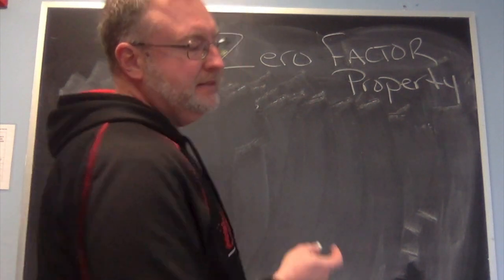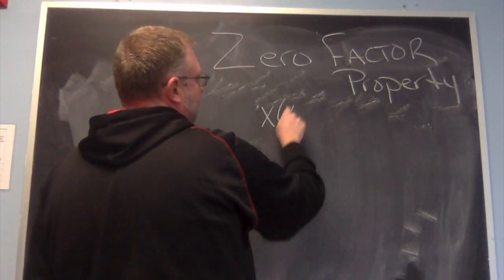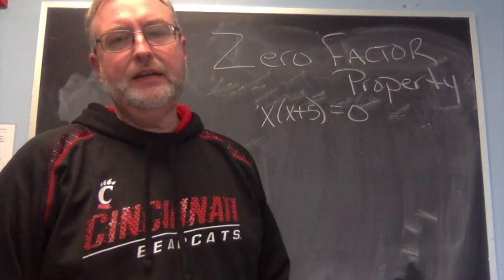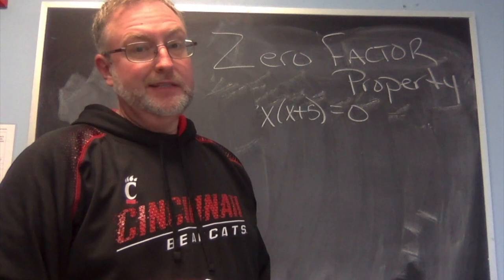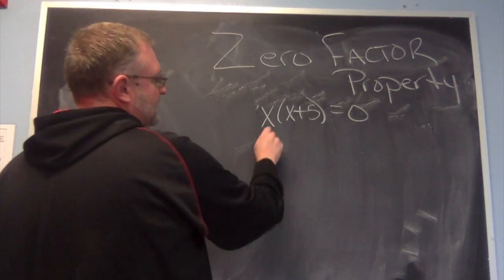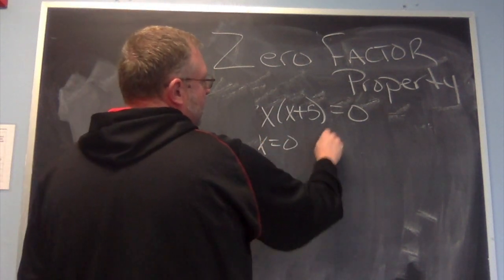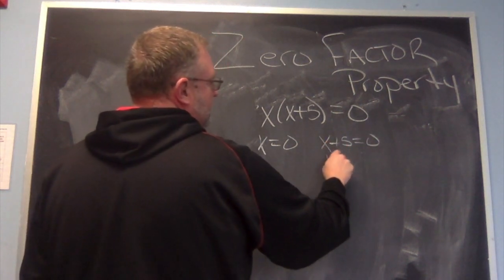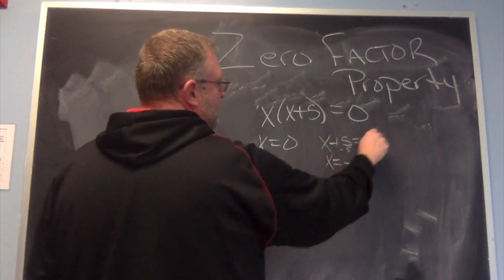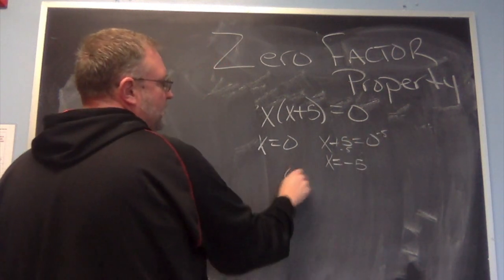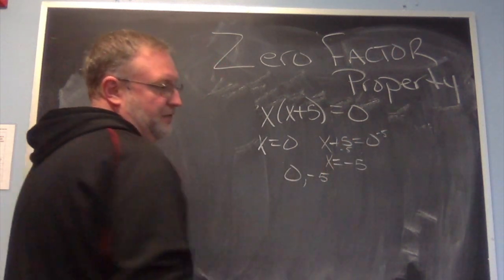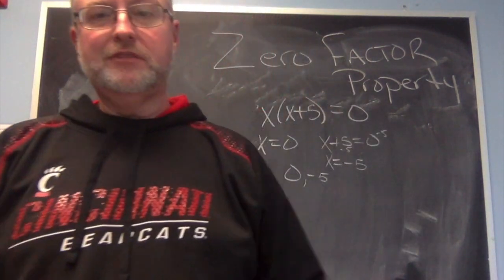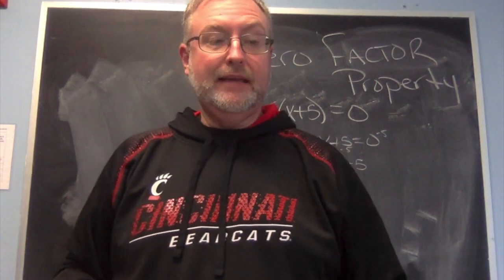So 1 says x times x plus 5 equals 0, all right? So I can't factor anything out of that. It's already done pretty much. So I'm going to take x equals 0, and then I'm going to have x plus 5 equals 0. This one I can take x equals negative 5 by subtracting 5. So my 2 answers are 0, negative 5. And that's what you're going to put for the answer for the first one: 0 and negative 5.